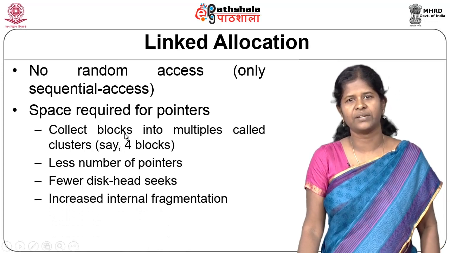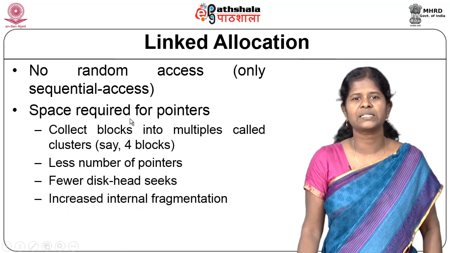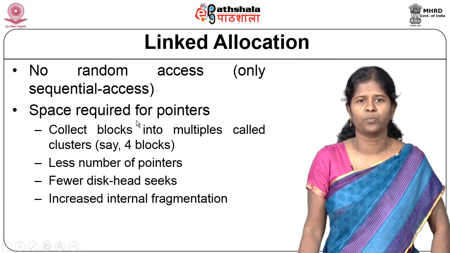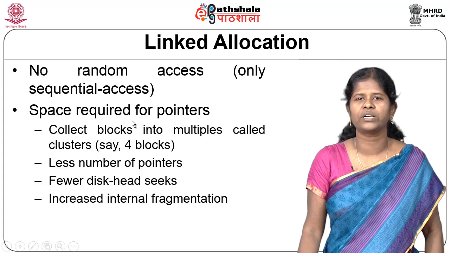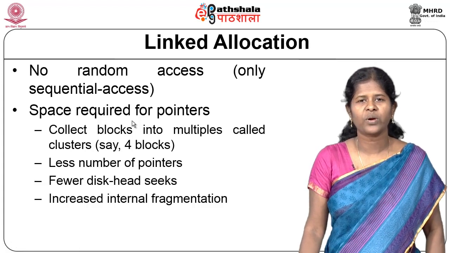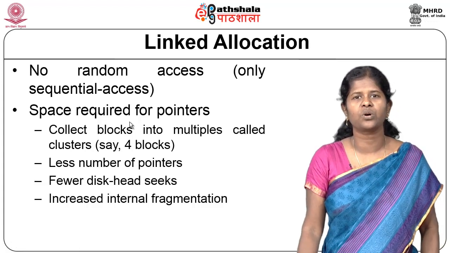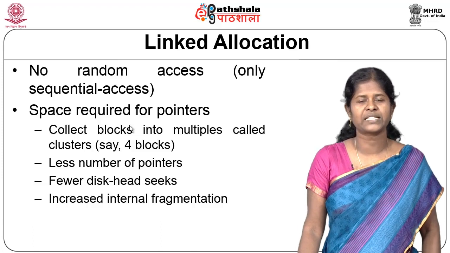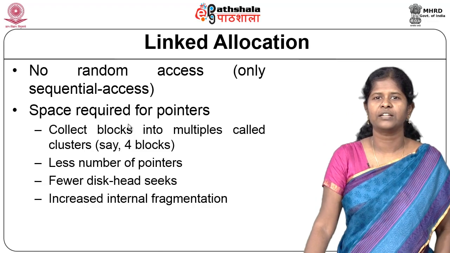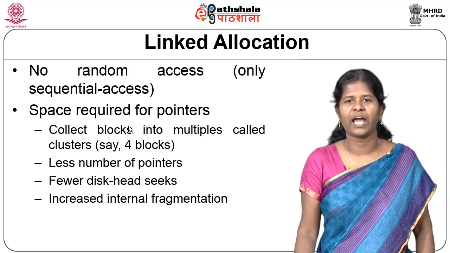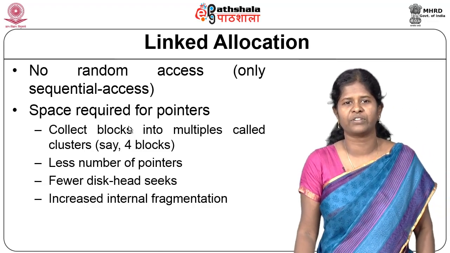And the second disadvantage is the space that is required for the pointers. Each and every disk block has a pointer to the next disk block. So, in each and every disk block you need to store the address of the next disk block. So, if you have 10 disk blocks for a file, then you will have 10 addresses being stored in different disk blocks.